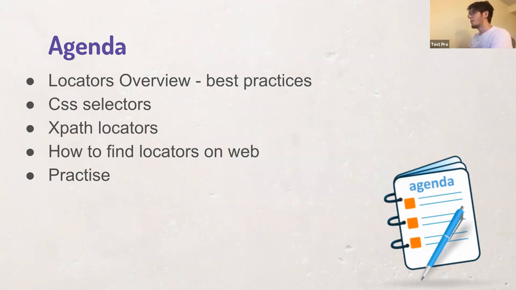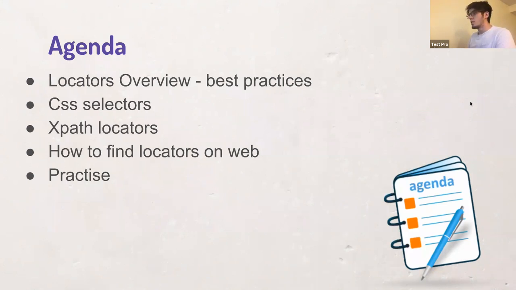After that, we're going to talk a little more about the best practices for finding locators. Then we're going to go over CSS selectors. And after that, we're going to talk about XPath locators, a little more about the difference between CSS and XPath, and which one is better to use and in which cases. After that, I'm going to show you how you can actually find locators on a web page and what instruments you will need to use. And then we're going to do some small practice. We're all going to try to find specific locators for given elements on the page.